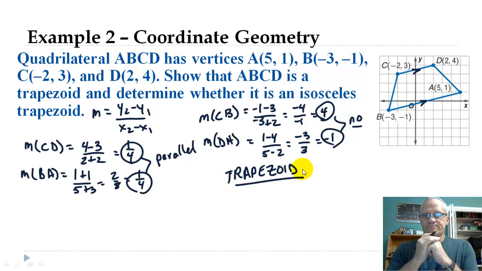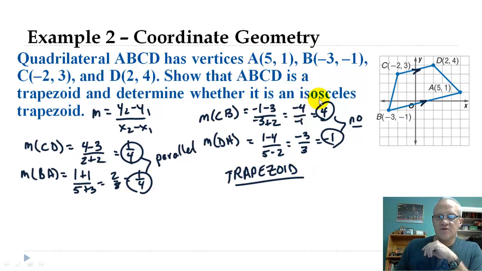Okay, yay. But there's a second part to the question. Is it isosceles? Okay, well, what does isosceles trapezoid mean? Well, there's actually two ways you could approach it, but unfortunately, both ways involve the distance formula. And so isosceles trapezoid means the two legs would have to be congruent, or if you wanted to, you could do the diagonals are also congruent. So you could do those too. Either way, it's about the same.